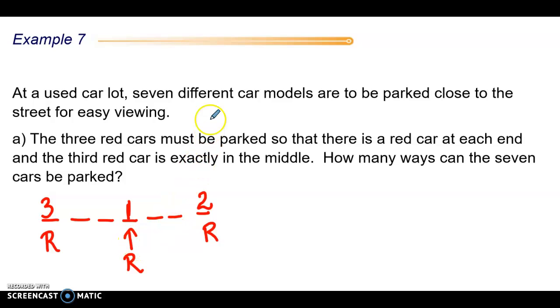There are 7 cars in total. We've already placed 3, so that means there's 4 remaining different cars. And now we're just going to fill in the rest. There are 4 choices. Once that car is parked, there is then 3 remaining cars to be filled, and 2, and 1. And again, using our fundamental counting principle, we multiply all of those ways to find the total number of ways, and that gives us 144.